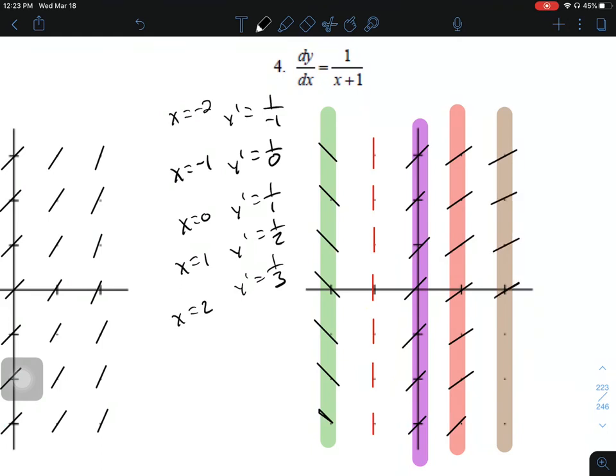This is far from perfect, but it would be clear to anyone that looks at this, this is a flatter slope than the previous column.